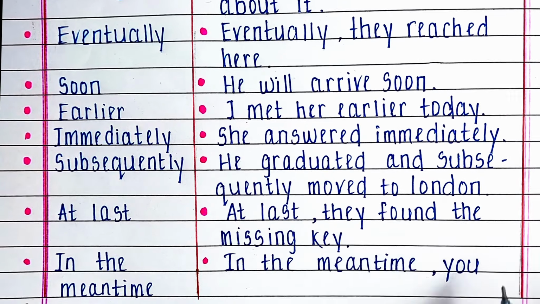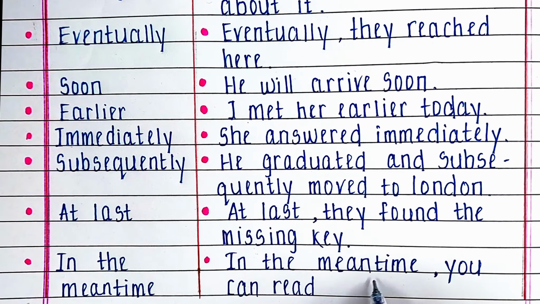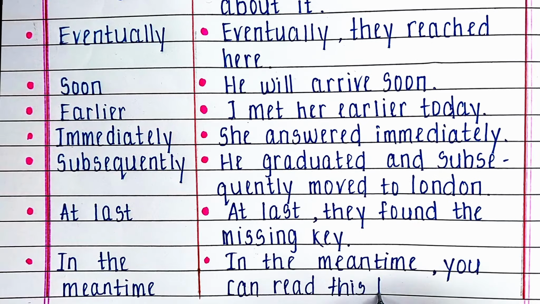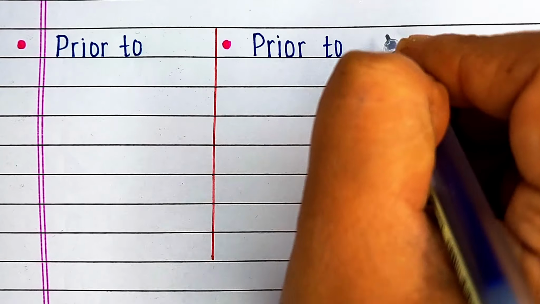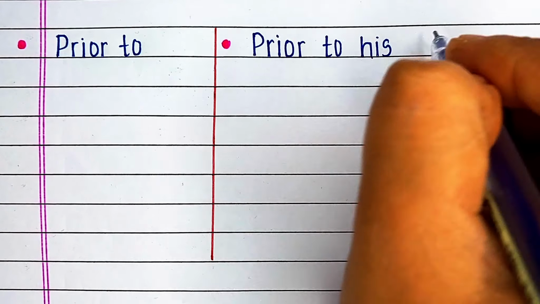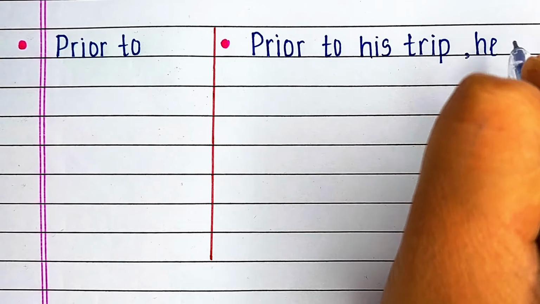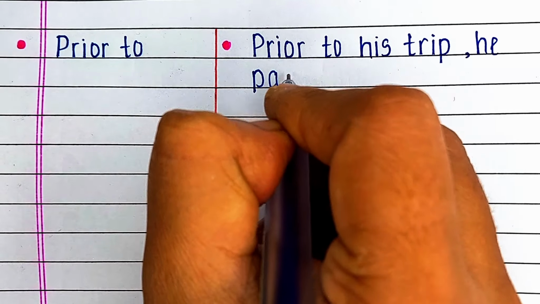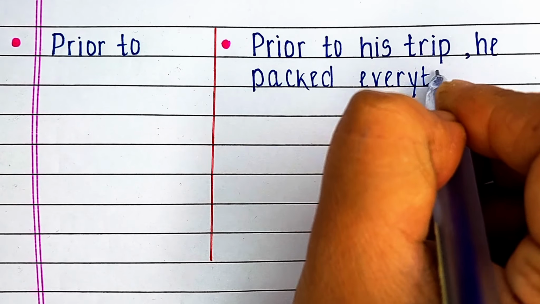Next time transition word is in the meantime. Example, in the meantime, you can read this book. Next is prior to. Example, prior to this trip, he packed everything.